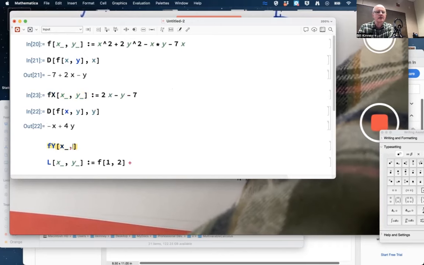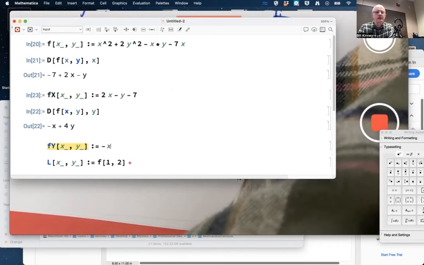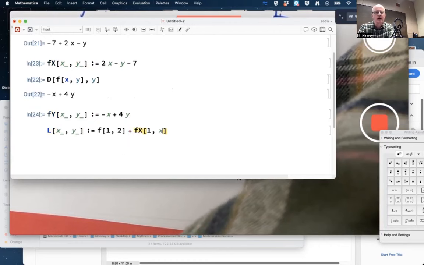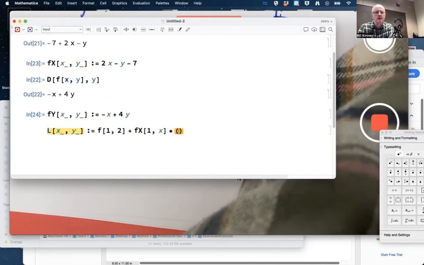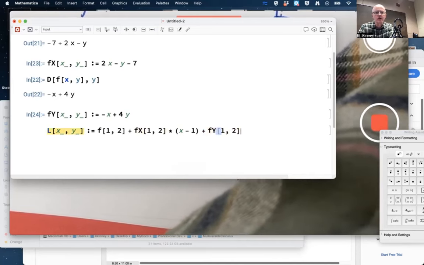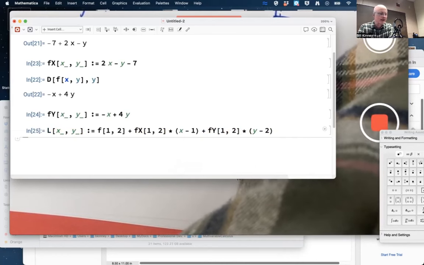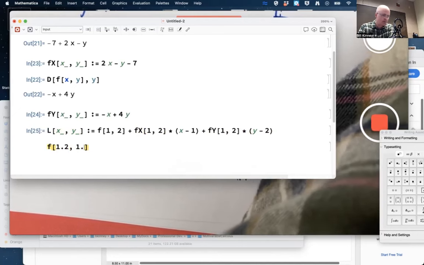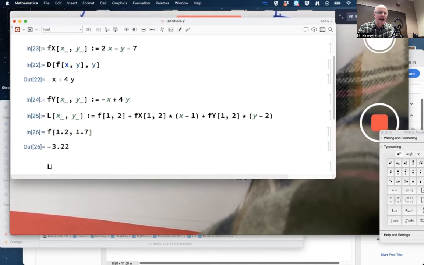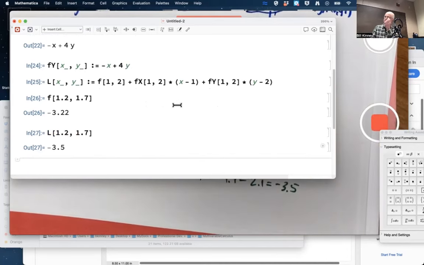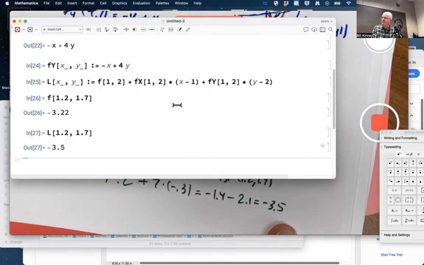Fy, negative x plus 4y. Then I could do this to define the L of X function. Oops, that should be a 2 there. And let's double check that I got the right thing. So I'm approximating f of 1.2 comma 1.7 using L of 1.2 comma 1.7. Yeah, not too terribly far away. And that's what I got by hand, negative 3.5. So it looks like I did it right.